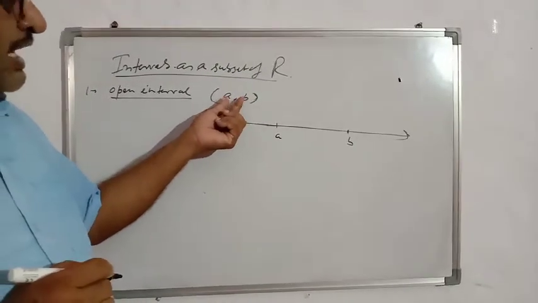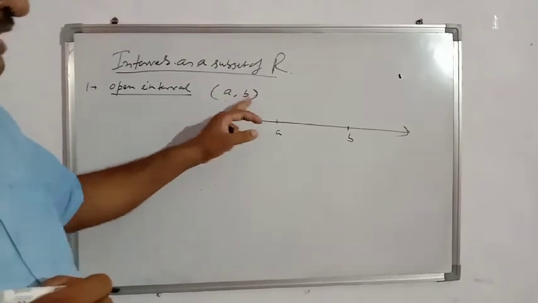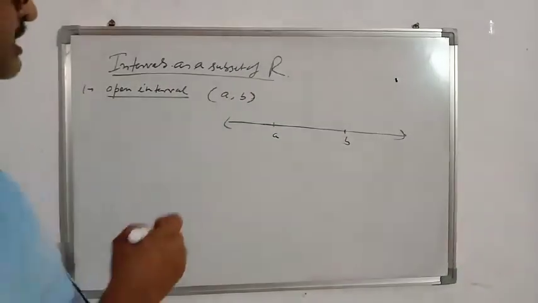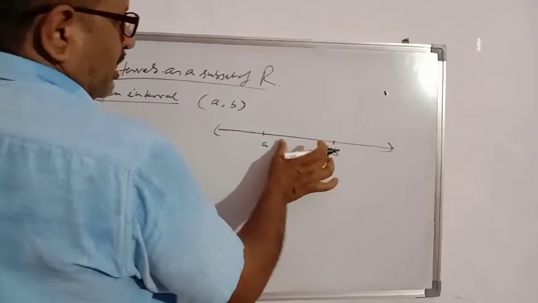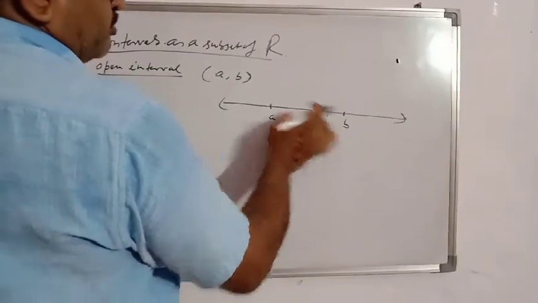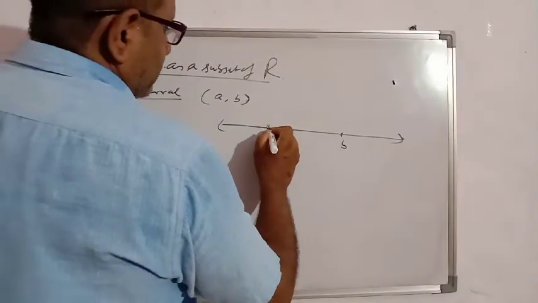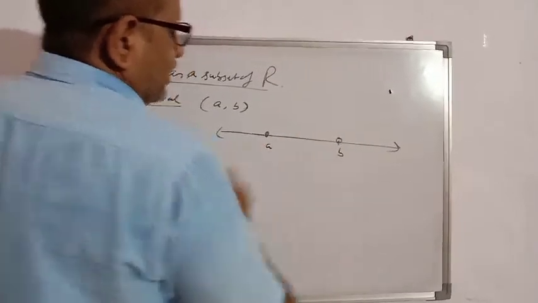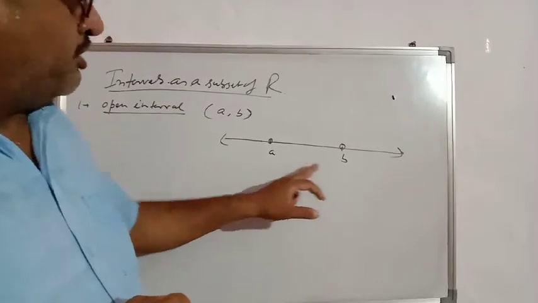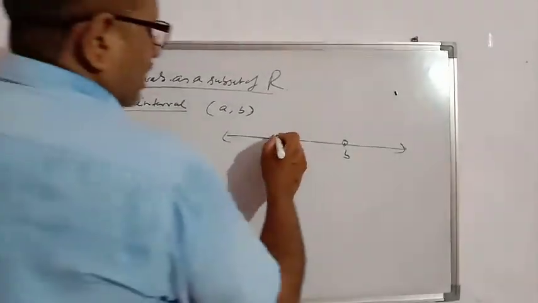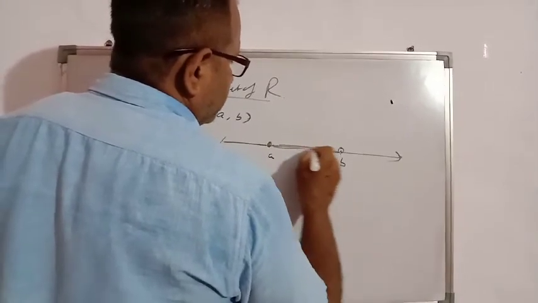All those numbers which lie between these two numbers, excluding a and b, means leaving a and b, leaving the extreme two numbers. This is the extreme left, this is the extreme right. So leaving these two numbers a and b, all those numbers which lie between them are called the open interval (a, b). We can represent it like this. Make a blank circle here. Blank circle means a and b are not taken in this interval. And you can make the line dark like this.